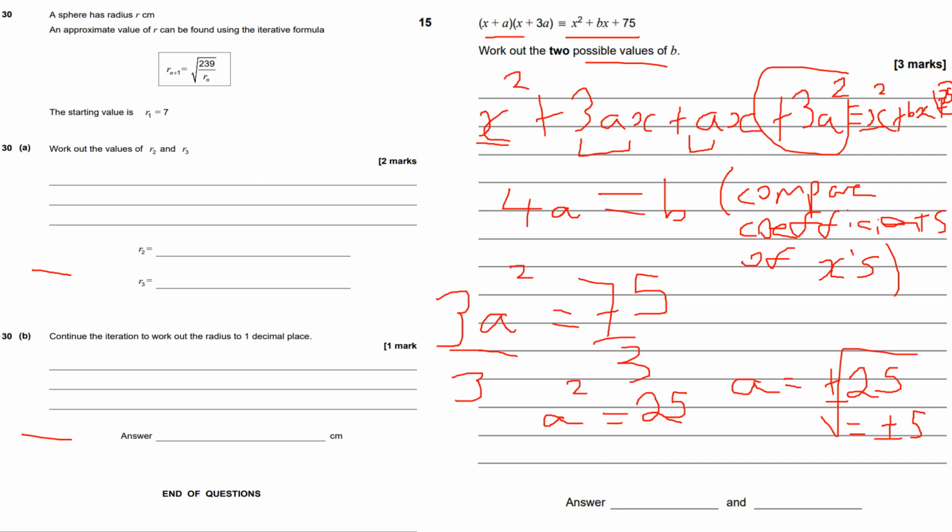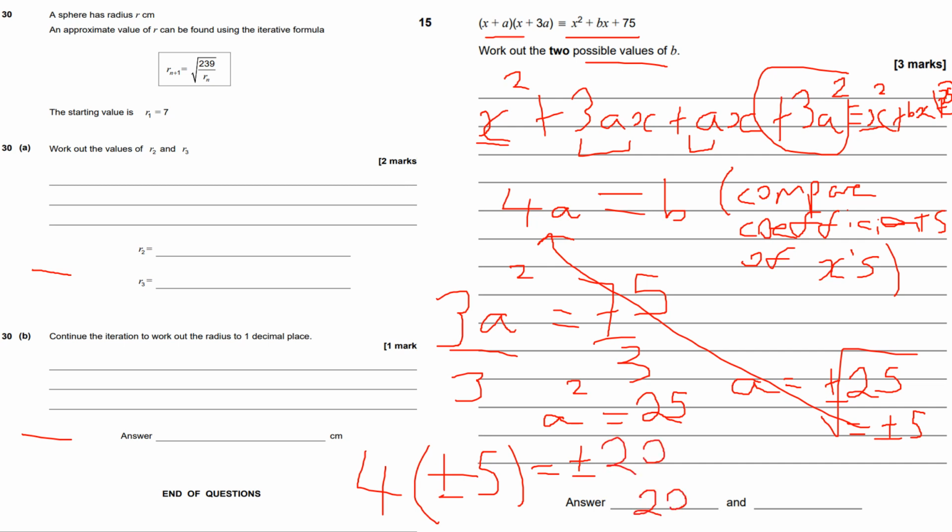And then obviously I'm going to substitute that back into here. So I'm going to have 4 lots of plus and minus 5, so I'm going to have plus or minus 20, because 4 times 5 here is going to be 20. You're going to have plus 20 or minus 20, and that's my answer for question number 15. Hopefully that makes sense.